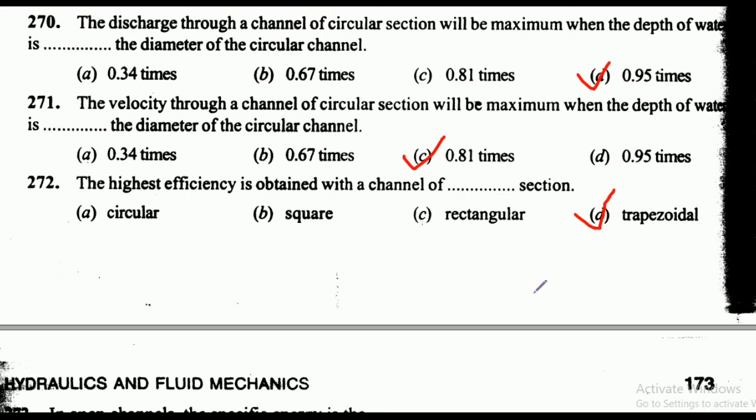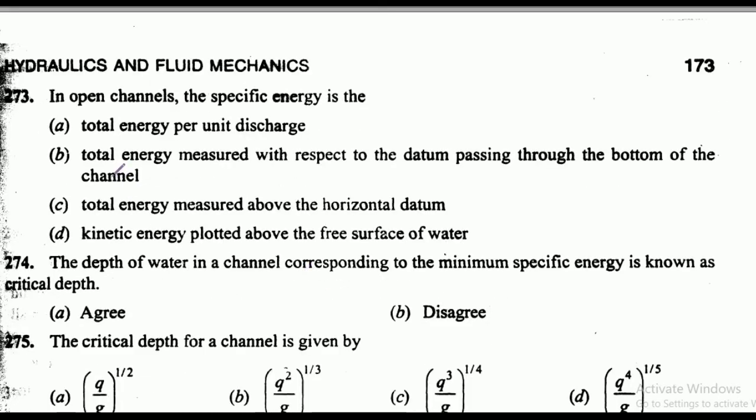Okay, now next is in open channels the specific energy is the. Here friends, these are the options, and here correct answer is option B, that is total energy measured with respect to the datum passing through the bottom of the channel. Next is the depth of water in a channel corresponding to the minimum specific energy is known as critical depth. Agree or disagree? So here friends, this statement is true. So here correct answer is option A, that is agree.